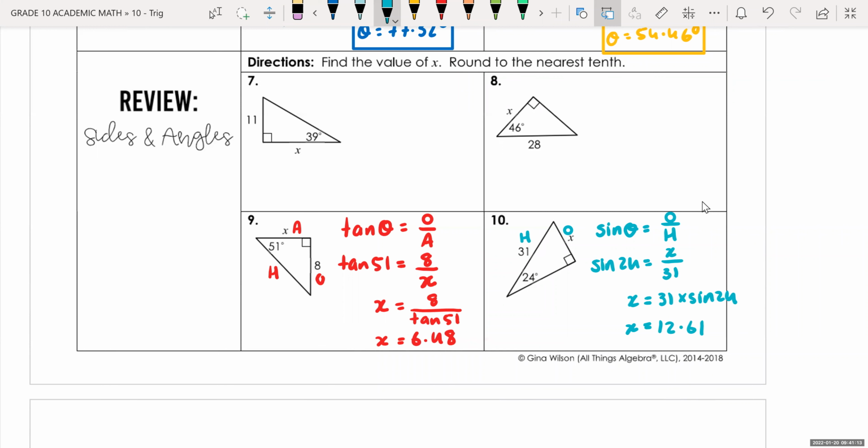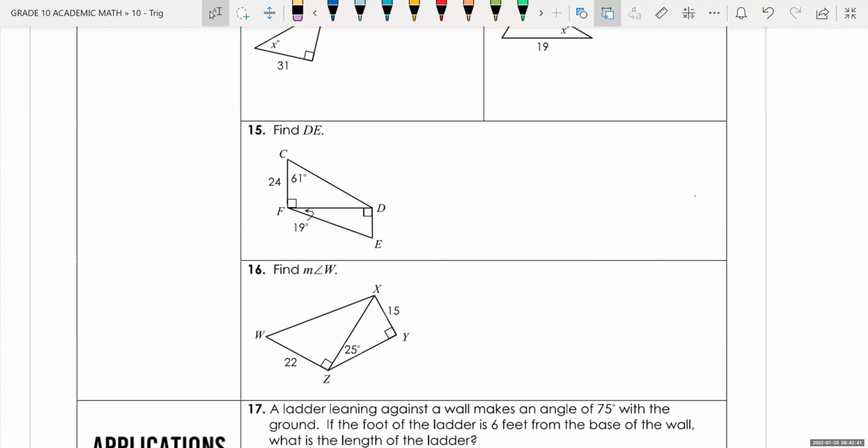And we end up getting 12.61. All right, so for question 15, it looks a little difficult because there are two triangles. But really, if you break it down, you're basically just solving one triangle to help you figure out information for the other triangle. What is our ultimate goal?